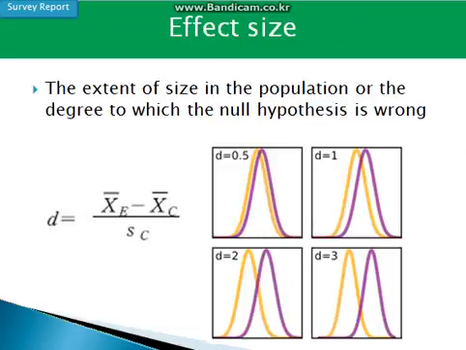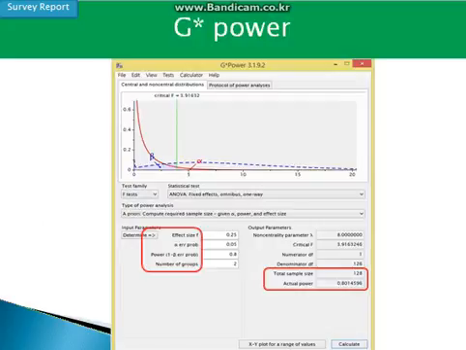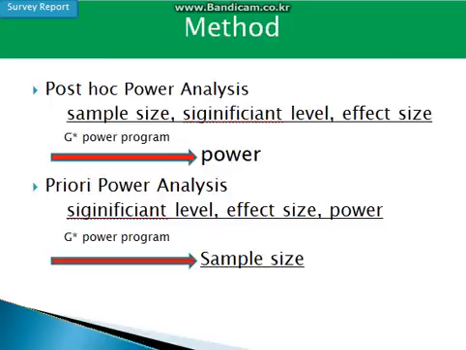Effect size means the extent of size in the population, or the degree to which the null hypothesis is wrong, and it can be obtained by dividing the subtraction of the control group from the experiment group by the variance value of the experiment group. G*Power is a tool to compute statistical power analysis for many different tests. In this experiment, we can use this program to calculate power and sample size.